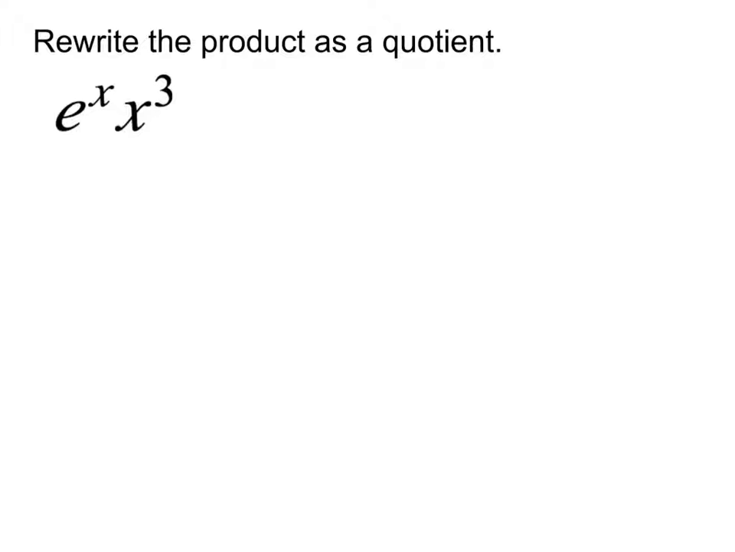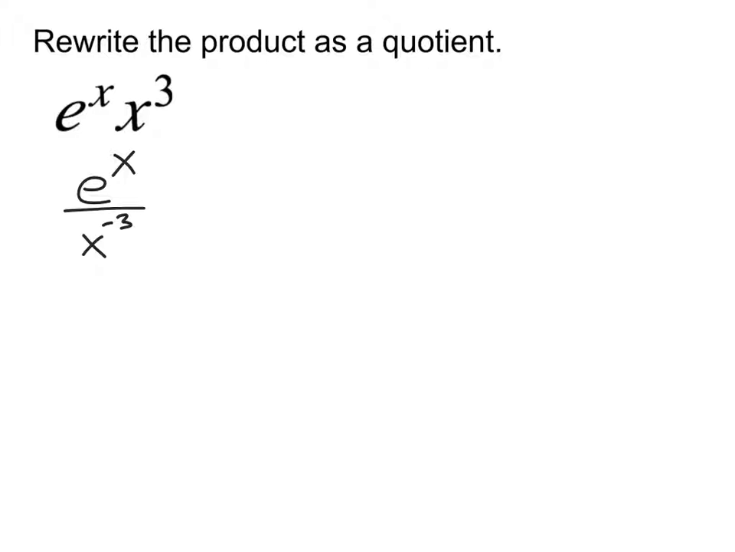One way is that you could put the x cubed into the bottom of the fraction. If we did it that way, the e to the x would be on the top. And if I'm going to put the x cubed in the bottom, remember to flip it in the fraction, that means we do a negative exponent. And so it would be e to the x over x to the negative 3.